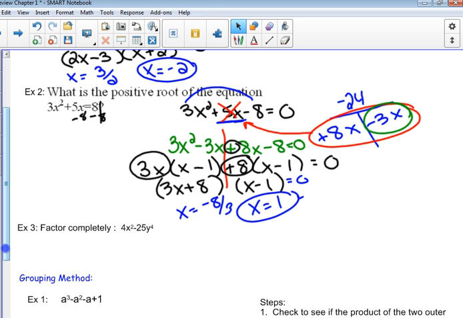We haven't done a lot of that kind of factoring in a while, but hopefully that was a refresher. Alright, so the next one's a little bit different.